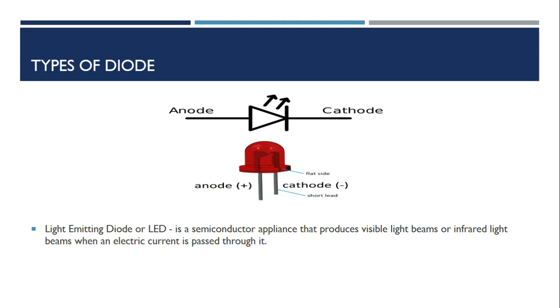The blue and white color LEDs are more costly compared to the other LEDs. It is because the color of an LED is decided by the semiconductor substance, not by the coloring plastic of the body.